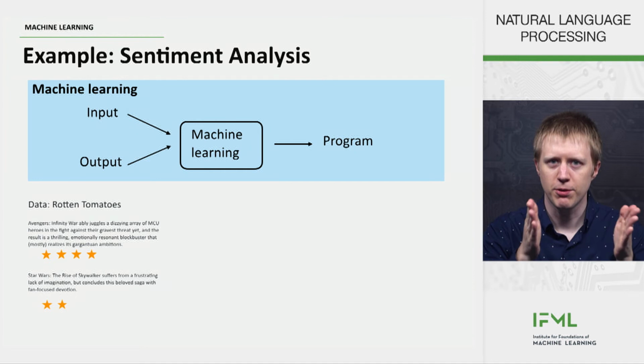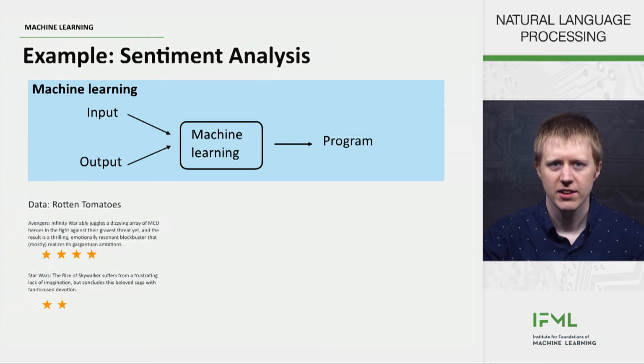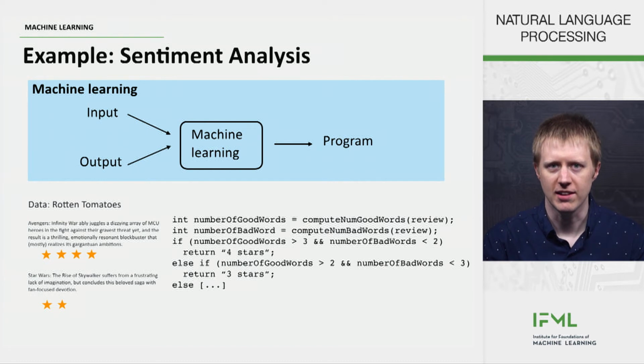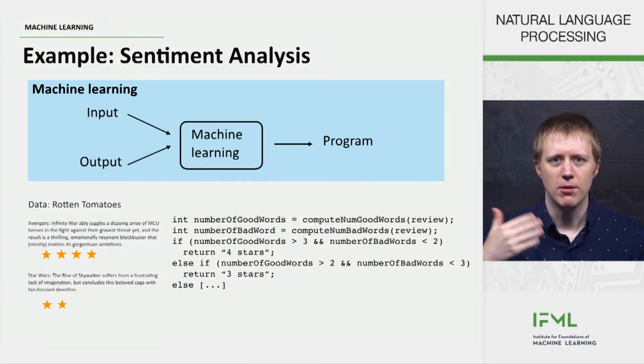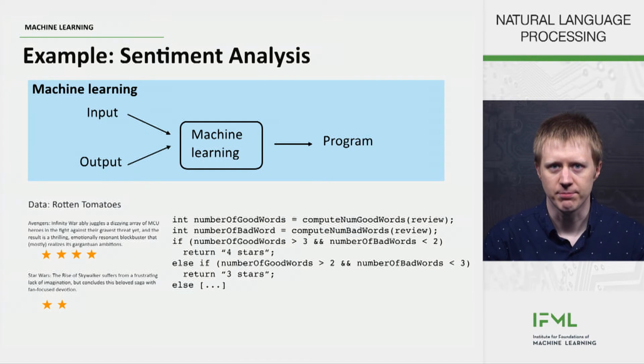You take data from Rotten Tomatoes, which I know has percentages and not star ratings, but let's assume it has star ratings. And then we learn a program that looks like this. This is something that the computer can learn automatically. It'll start off by looking at the review and computing two numbers: the number of good words in the review, things like great, emotional, terrific, etc., and also bad words, maybe boring, uninspiring, things like that.